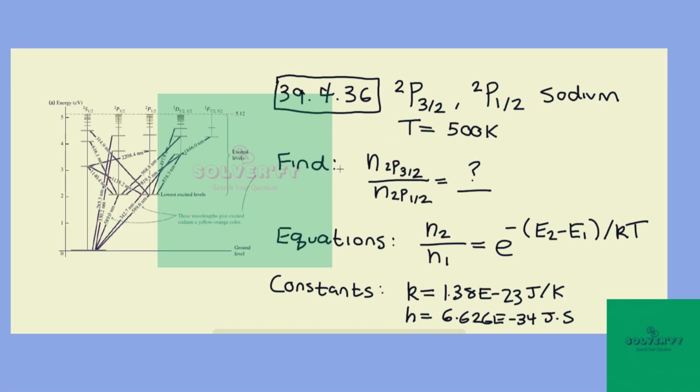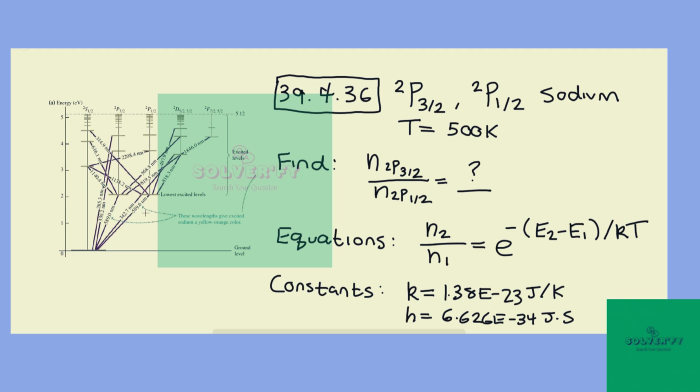Okay, in this problem we have sodium at 500 Kelvin, and we're asked to find the ratio in the occupancy of two different states, 3/2 and 1/2. These energy levels are shown in this figure, which is attached. So we have 2p3/2 right here. This is the first excited state, the lowest possible excited state. And here we have a similar case for 2p1/2.